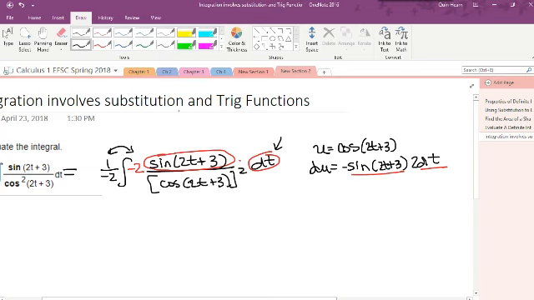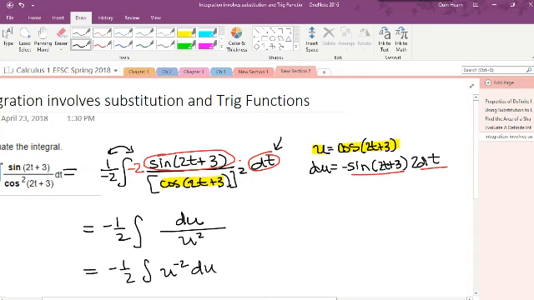Okay, so what that gives me then is negative 1/2 times the integral, and in the denominator cosine of 2t plus 3 is being raised to the second power. So that's going to be substituted with u to the second power. And in the numerator we have exactly our du. All right, now we don't like having the power in the denominator to apply our rule, so let's think of this as the integral of u to the negative 2 du. And this is going to now apply the power rule, leave the negative 1/2 out front.